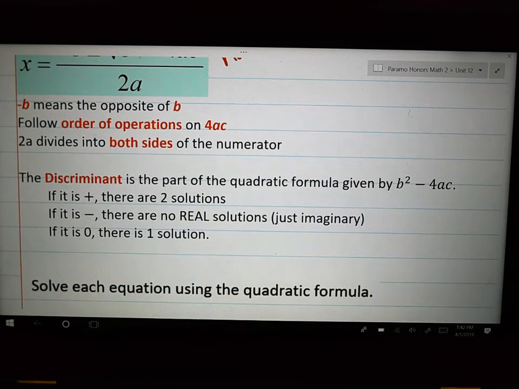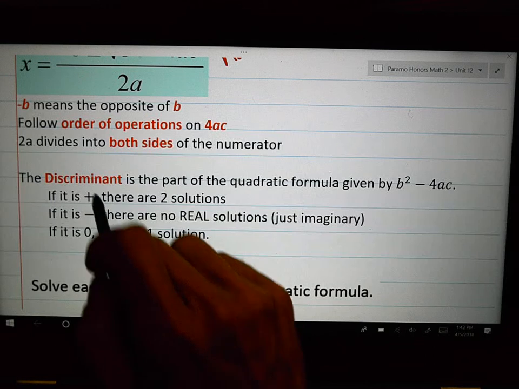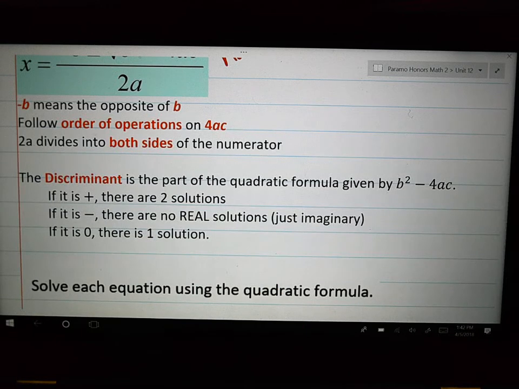I say that because some of the questions in your homework today will ask you how many solutions there are. They're not asking you to find the solutions. They're asking how many there are. So the fastest way to find out how many there are is to use the discriminant.